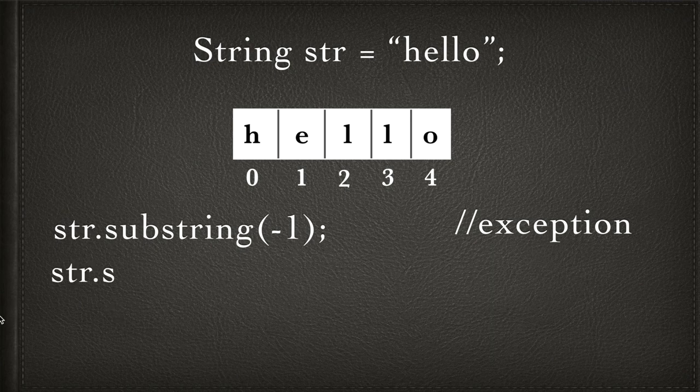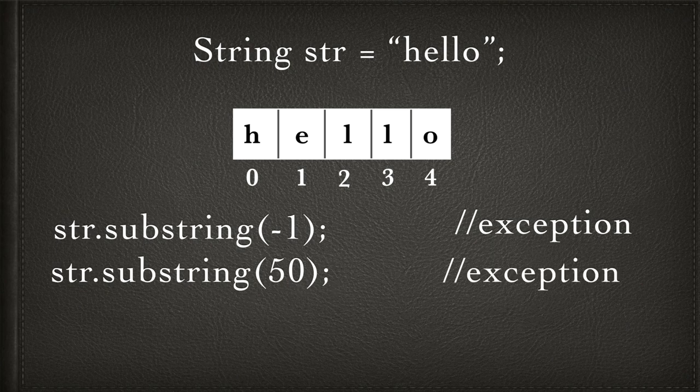So let's talk about another scenario here. Let's talk about this scenario, str.substring of 50. So in this case also, you are going to get an exception. The reason for that, here 50, we do not have an index here called 50, right? So the maximum number you can pass over here is the length of the string. For example, here the length of the string is 5. So you can maximum pass here 5 as a number, right? But not more than that. Otherwise you are going to get string index out of bounds exception.